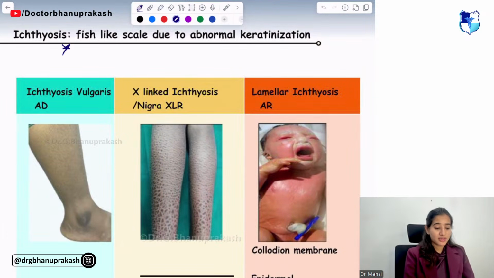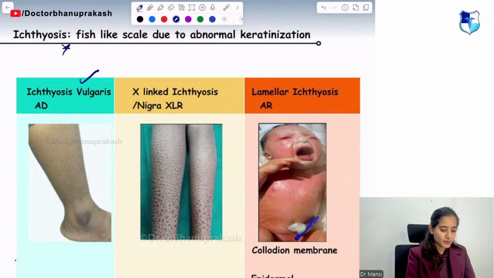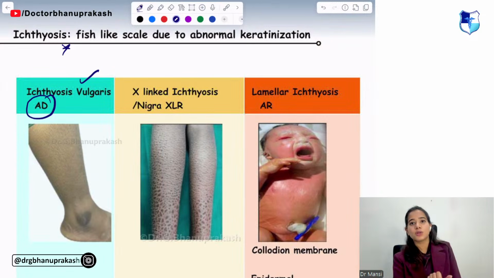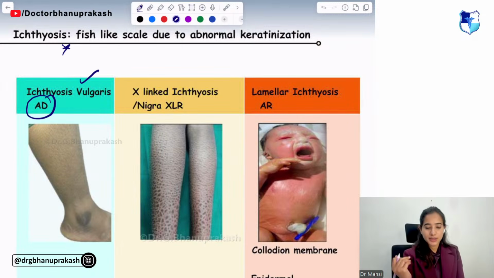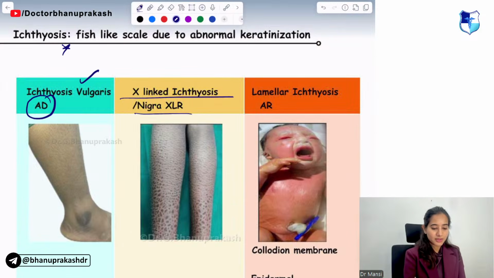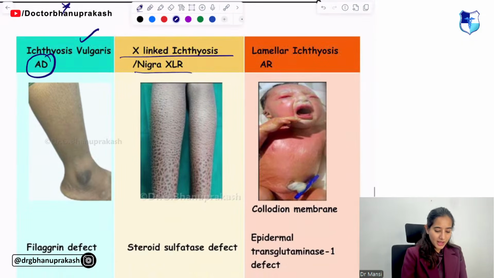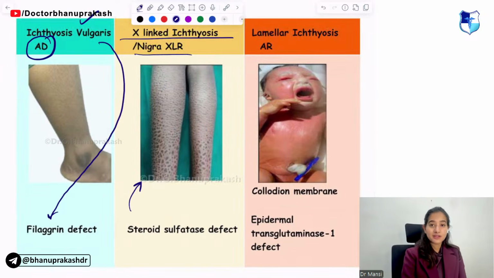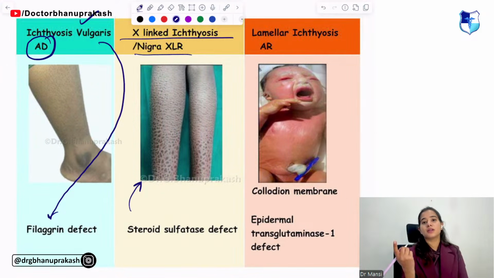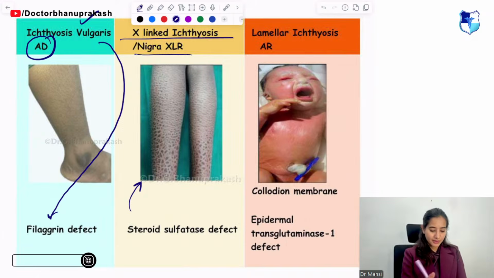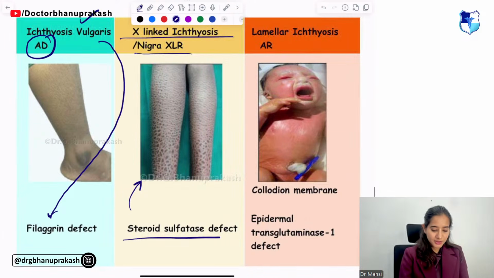Ichthyosis. The word ichthyosis means fish-like. The most common is ichthyosis vulgaris, which is an autosomal condition. Because of the dryness, what happens is fish-like scaling of the skin. And there is X-linked ichthyosis as well, which is the nigra type. This is more severe. In ichthyosis vulgaris, we can see a filaggrin defect. If you remember, we just discussed this in the keratohyalin granules, where we saw keratin intermediate filaments, right? So this is a filaggrin defect, and this is a steroid sulfatase defect.